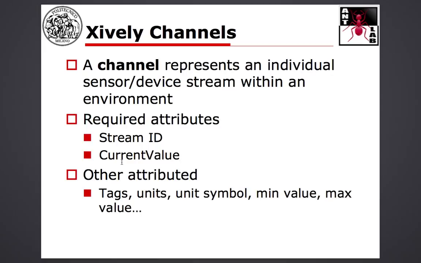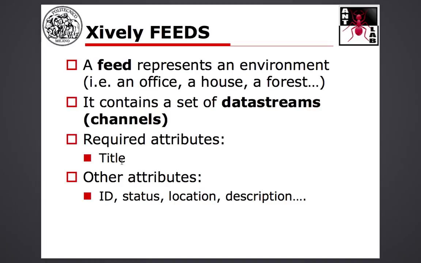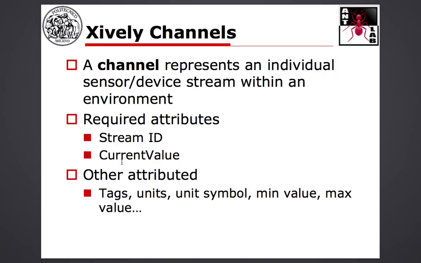Okay, so we have these data streams or channels. I will use the same name, let's say. As I was saying, a channel represents an individual sensor or device in the environment. Again, here you have some required attributes, like the ID of the data stream or the ID of the channel, and the value, the starting value of the channel, which may also be something not meaningful. Then you have other attributes, like keywords that you can add to your channel so that other people can find your data by searching for the keywords. Of course, you have units and unit symbols depending on the data you are putting on that channel. For example, if you are storing temperature, you will have degrees, Celsius or Fahrenheit, whatever.